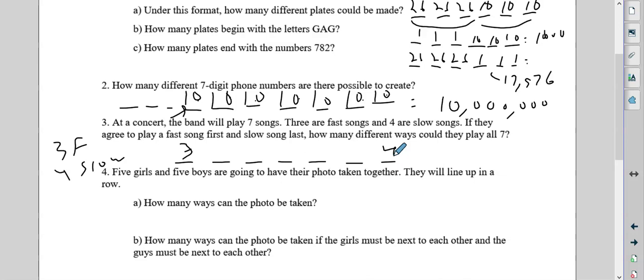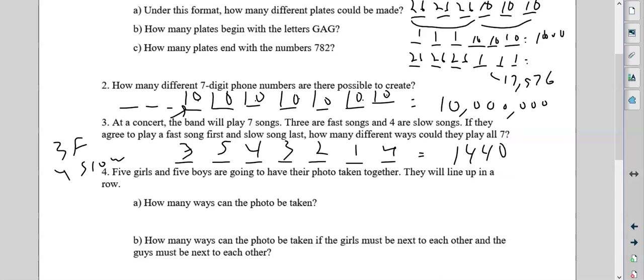Now, that means there's 5 songs left. They don't have any order, they said, outside of this. So after they play that fast song, and they know they gotta save a slow song, that's 2 of their songs locked in. So that means there's 5 songs left. Well, after they play that, then there's 4 songs left, and 3 songs left, and 2 songs, and 1 song. Which means there's 1,440 different ways.